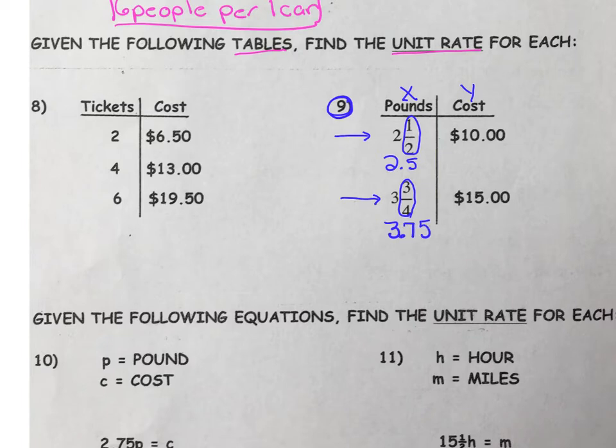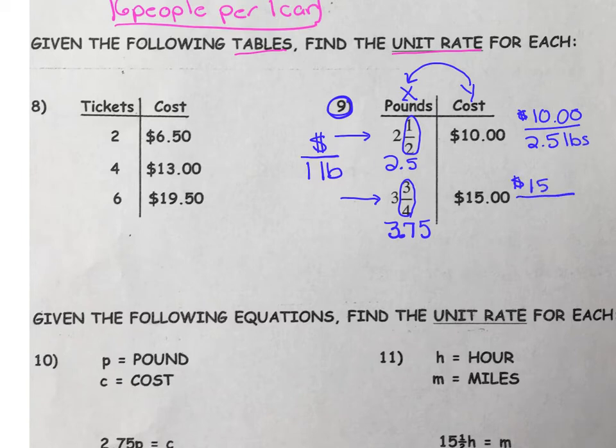Now we're ready to set up our ratios for this particular table. Remember, we're going to set Y over X, or in this case, we want to find out the cost, and our X is pounds, per 1 pound. That will give us the unit rate. So in your notebook, write $10 per 2.5 pounds and $15 per 3.75 pounds.